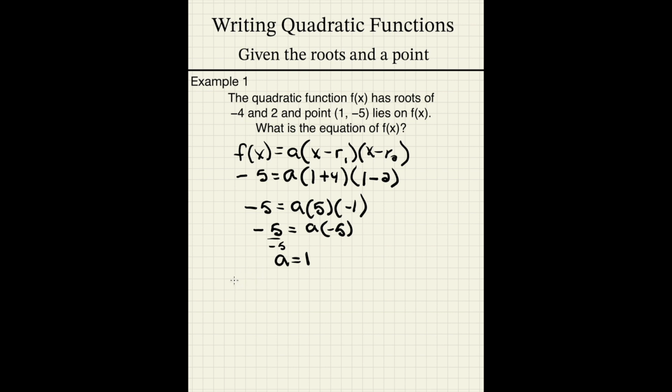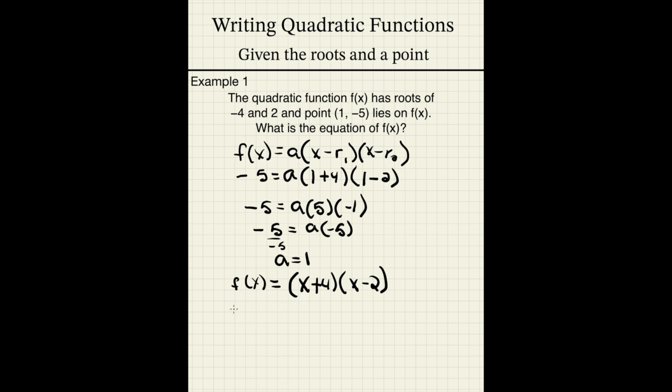So we know that f of x equals 1, or you don't even need to write it, times x minus, what is that root? -4, so plus 4, and then x minus 2. And that is your answer in factored form.